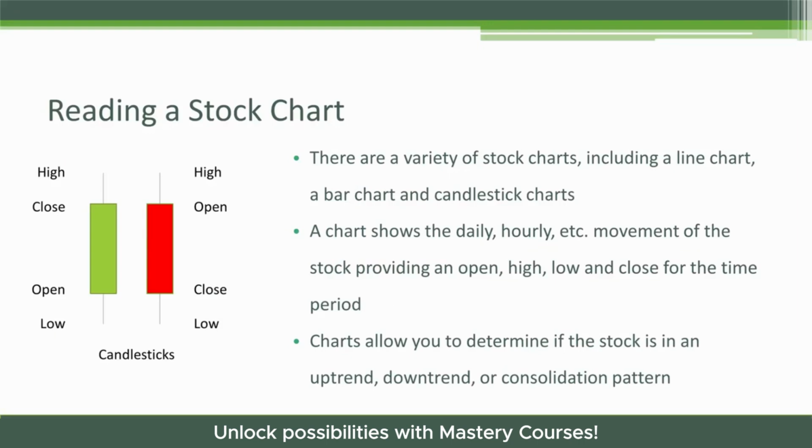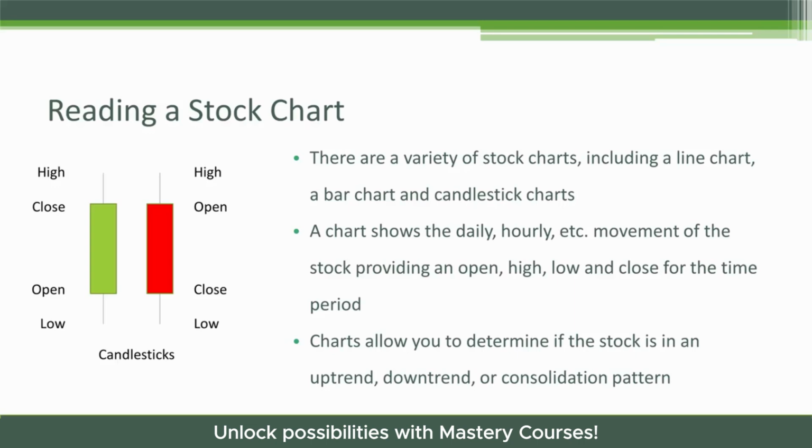I'll show you the line chart and the bar chart as well as the candlestick chart, but throughout the course we're going to be using candlesticks as our main charting tool. And in just a second I'll go over the graph on the left to describe how a candlestick works. A stock chart shows a daily, hourly, weekly, or by-the-minute movement of a stock and provides the open, high, low, and close for the time period. So if you're looking at a daily chart, then each bar or candlestick is going to represent one day. If you're looking at an hourly chart, then each of those would represent an hour on the chart.